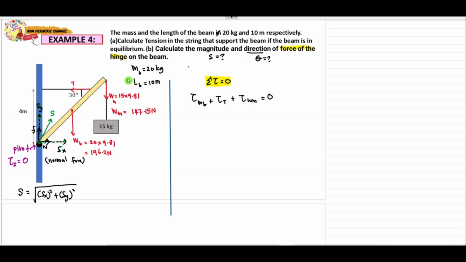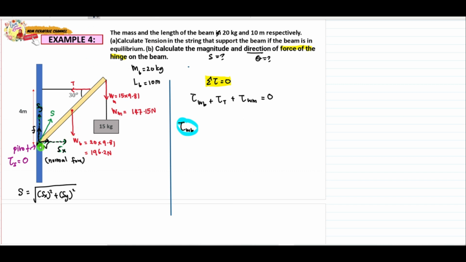Sama juga, kita nak kira satu-satu ke? Boleh, kita kira satu-satu. Kita boleh kira dulu what is torque due to the weight of the beam. Contohnya kan, awak nak buat satu-satu. Tak ada masalah. Okay. So, nak tentukan direction clockwise or anti-clockwise.